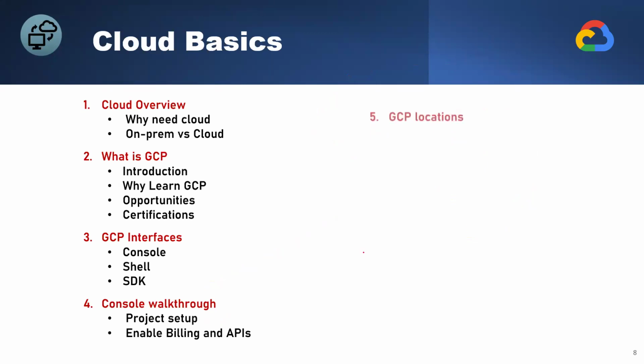Okay, and after that, we must understand the GCP locations, what are regions and zones, which is very important for us whenever we are deploying an application or creating a resource in the GCP. How best we can select the region and zone, how it affects the network latency, as well as the availability of that particular resource. We will see this in our upcoming sessions on GCP locations.